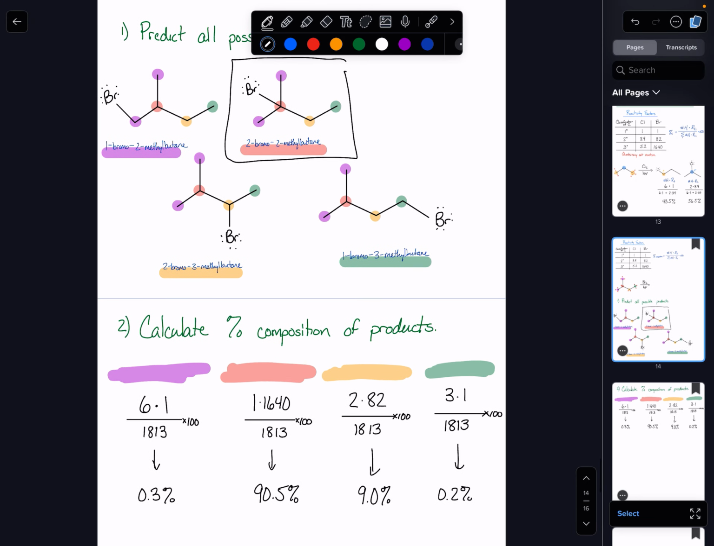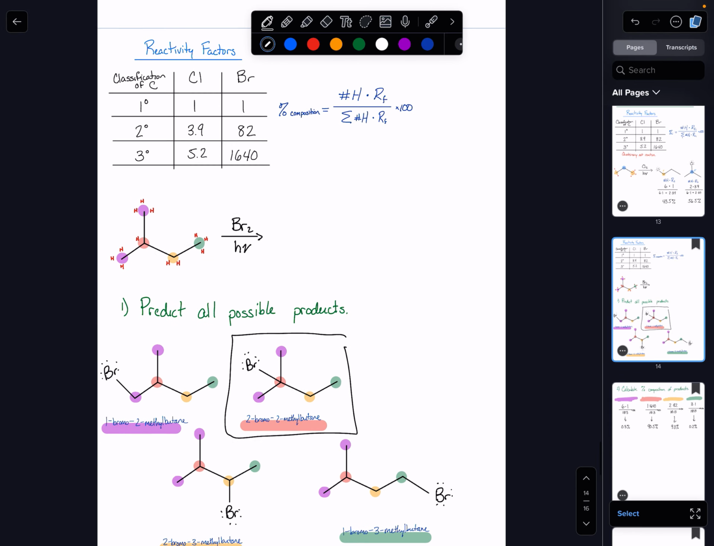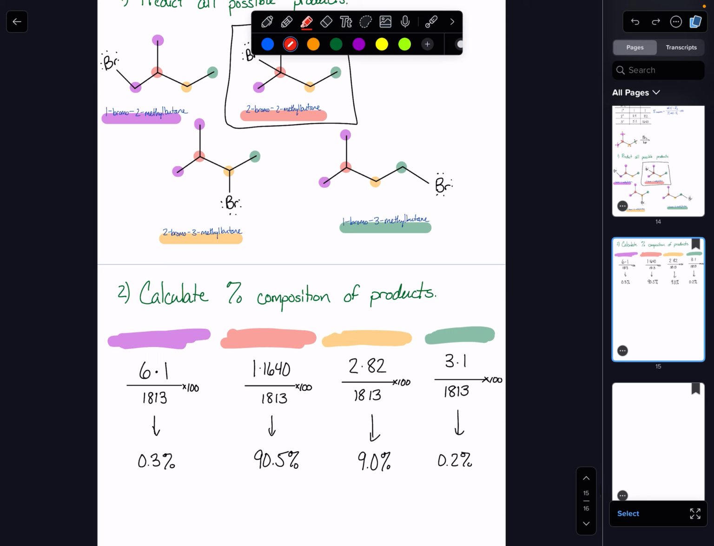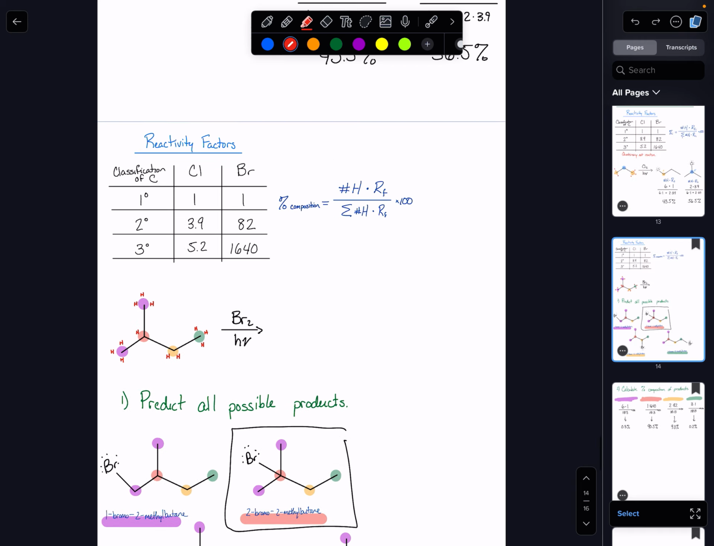And we can see that this is the case in large part because of these reactivity factors, because my reactivity factor for a tertiary carbon is so much higher. But that's not necessarily always going to be the case. For bromine, it is more often than not because of how high that reactivity factor is. But it's not always the case for chlorine because, of course, we have that other part of this equation too, the number of hydrogens. Okay, so that's why we can't just look at the chart. We've got to do the math.